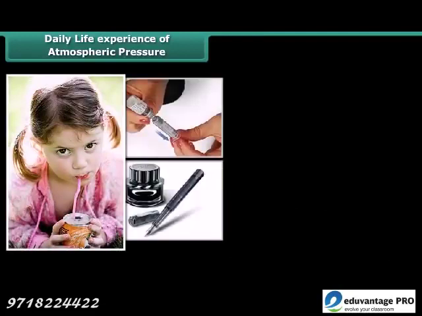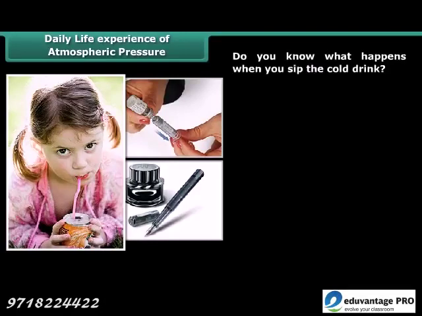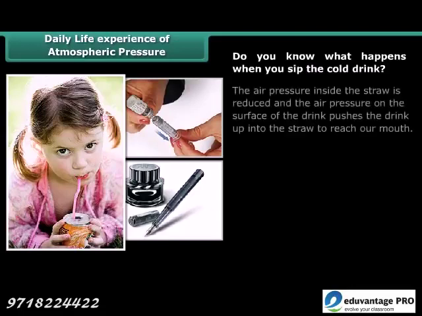Daily life experience of atmospheric pressure. In our day-to-day activities, we experience various instances of atmospheric pressure. Some common examples are sipping cold drink through a straw, dipping the nozzle of the syringe in the liquid, or filling of ink in fountain pens. Do you know what happens when you sip the cold drink? The air pressure inside the straw is reduced, and the air pressure on the surface of the drink pushes the drink up into the straw to reach our mouth.